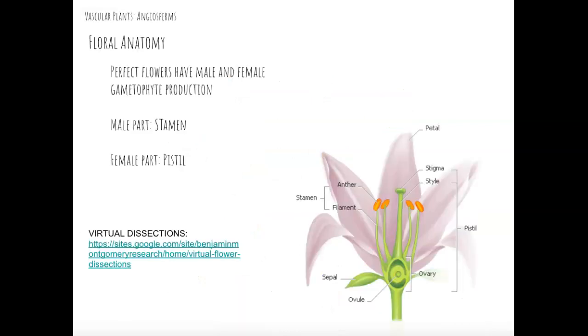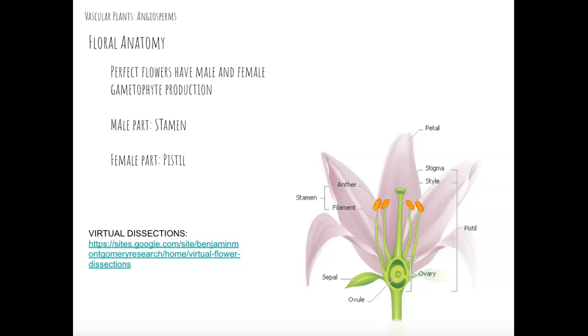So in the flowers of angiosperms, there are a few different structures that we need to talk about in a little bit more detail. What we call a perfect flower would have both male and female gametophyte production. So it would have both male and female flower parts within the flower. The female flower part is called the pistil. The pistil is comprised of a stigma, a style, and an ovary. The stigma is sticky, and it is a landing place for pollen.